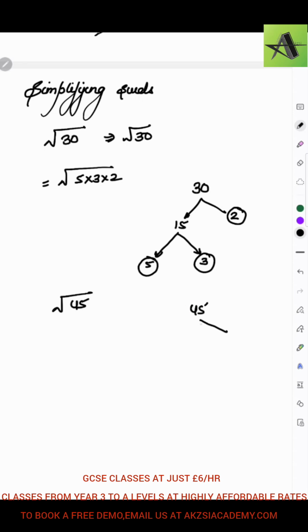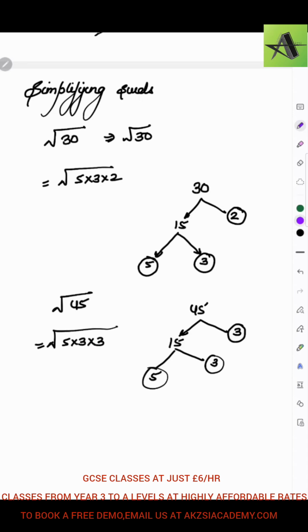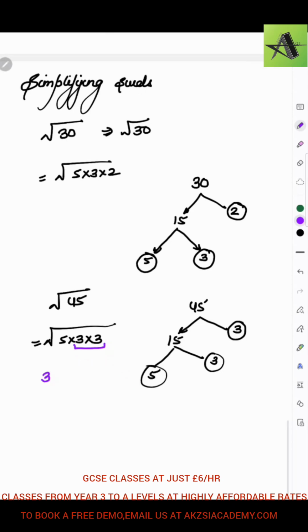45, the smallest prime number that can divide 45 is 3, and here I'll be writing 15. Again, 15 can be divided. The smallest prime number that can divide 15 is 3, and 5. So these are all prime numbers, that is 5 times 3 times 3. So root 45 can be written as root of 5 times 3 times 3. Now I have to take out the pair, 3 and 3. They are in pairs, so I can take out 3. Don't take out 9. 3 is in pairs, so I'll take 3 out, and root 5 will be remaining as it is because it's unpaired.